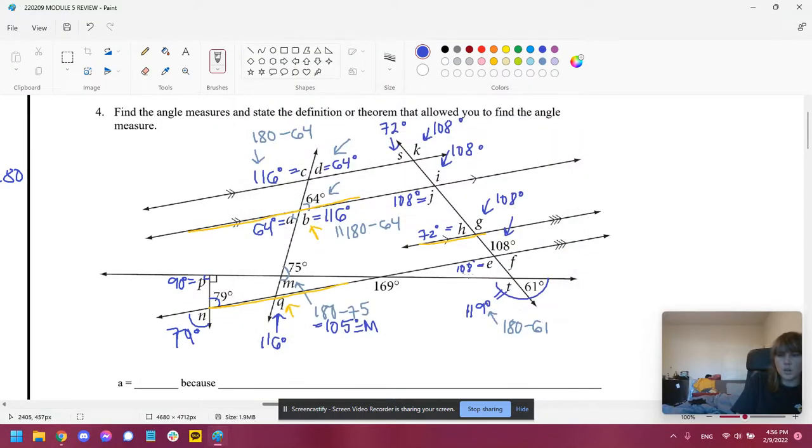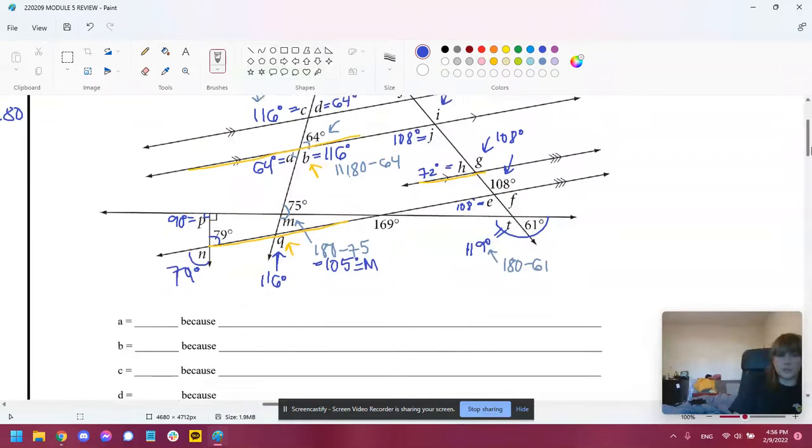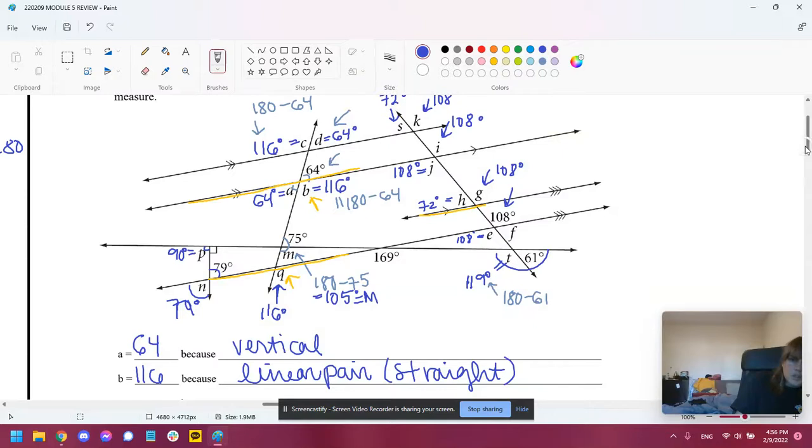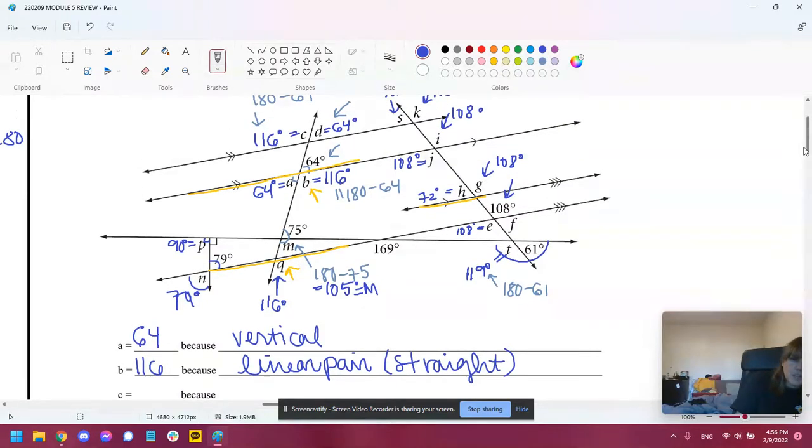Cool. That's that done. So I'm actually going to scroll down and fill these in now. So A was 64 because it was vertical. It was across from 64. B was 116 because it was a linear pair with 64. We can call this straight angle because it's what we've been calling it. C was alternate exterior with B. That's how I like to think of it. Let's just do D first. D was corresponding with 64, and then C was a straight angle with D.